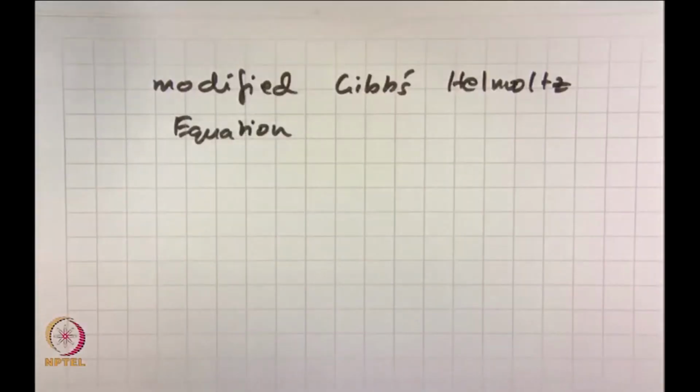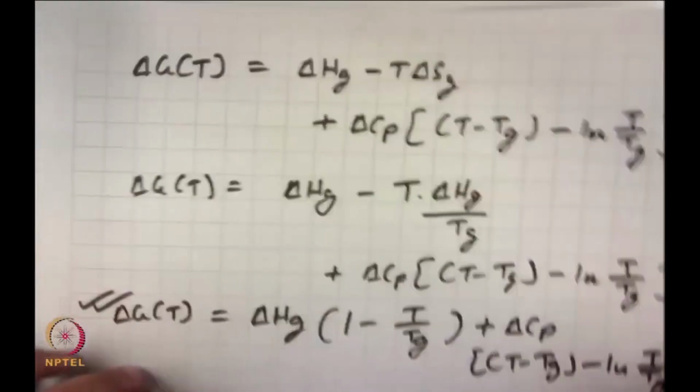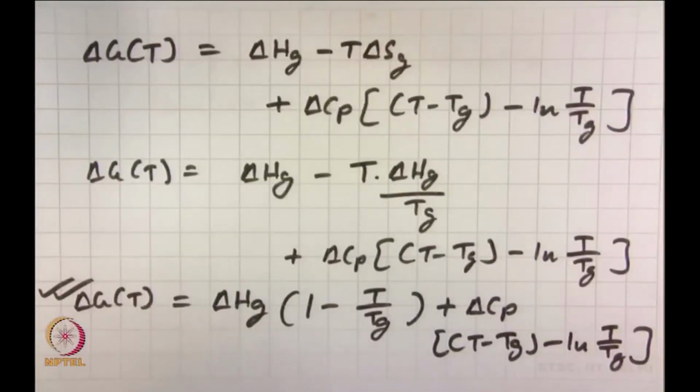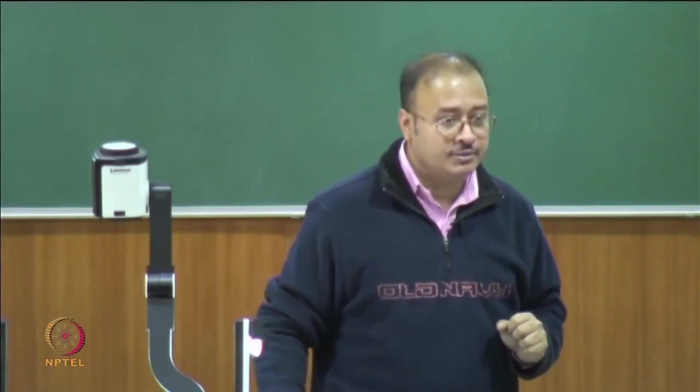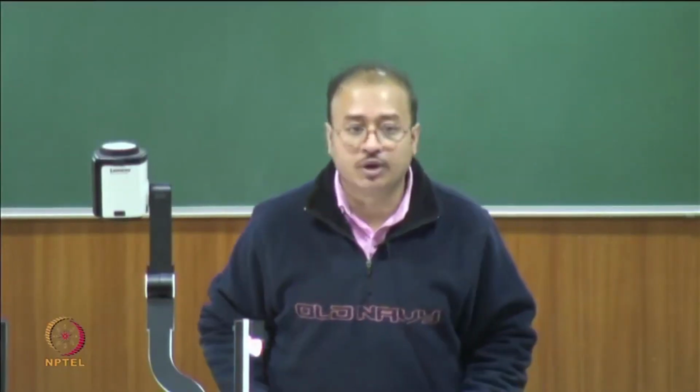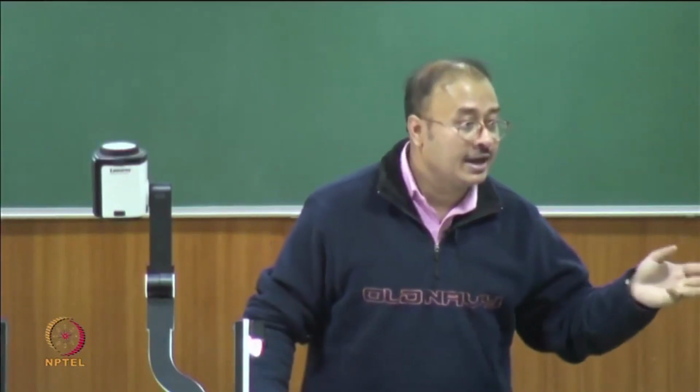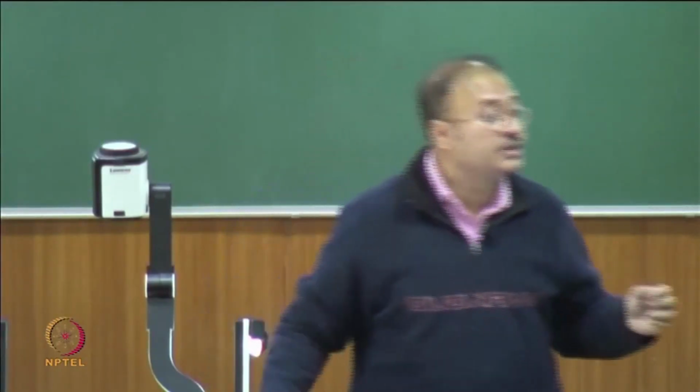So, this final equation is often referred to as a modified Gibbs Helmholtz equation. Now, see the essence of this equation. What you are doing is expressing the free energy as a function of temperature, right, by what terms? One is obviously T of g, but there are two other very characteristic terms. One is delta H g and the other one is delta C p. Now, why are these so important?